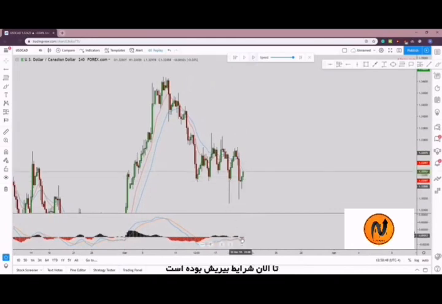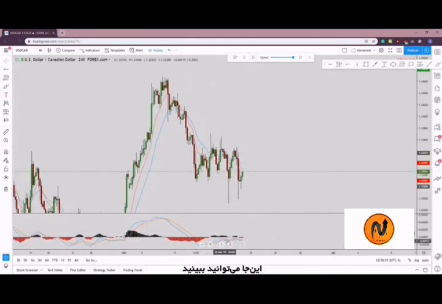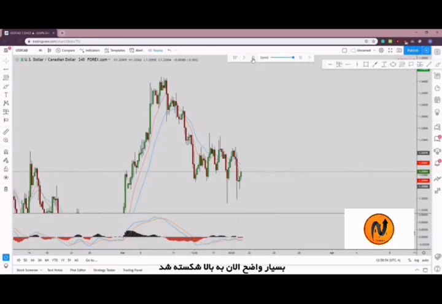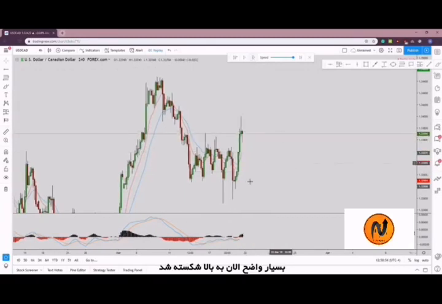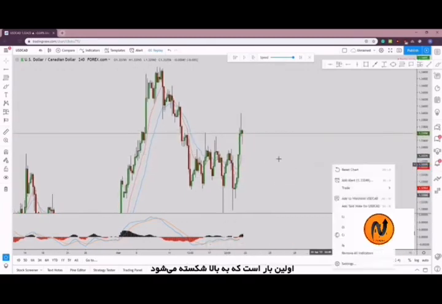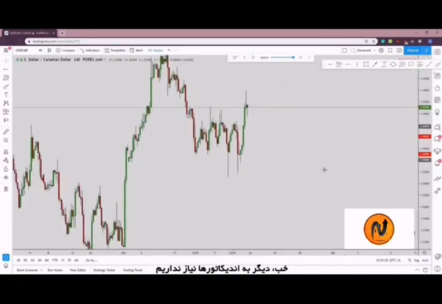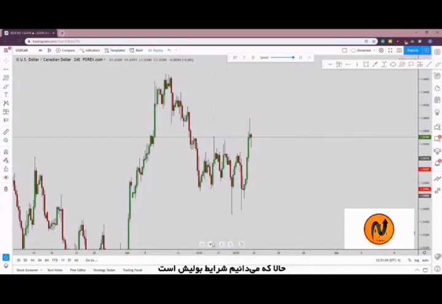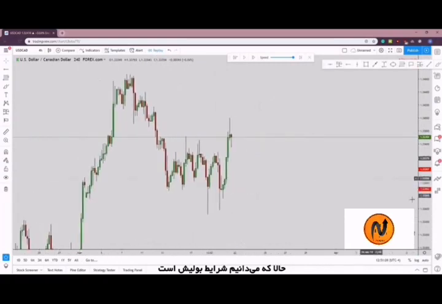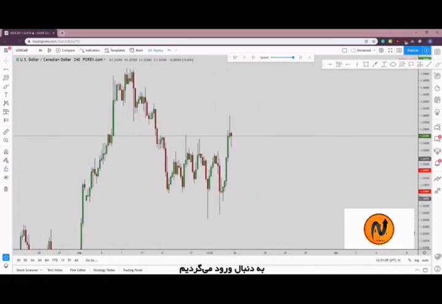The environment is bearish all the time. You can see here clearly we never broke to the upside. Perfect. Now is the first time we break to the upside. Now the environment is bullish. Perfect. We don't need the indicators anymore. Now that we know that the environment is bullish, we can be looking for an entry.